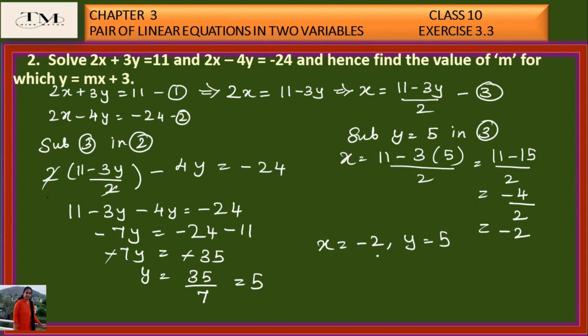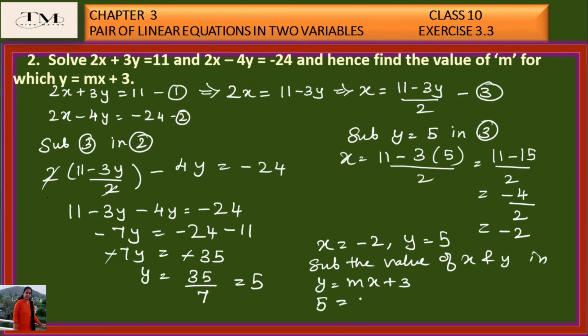So we solved the equations. Now we have to find the value of m. So we can substitute this in y is equal to mx plus 3. So substituting the values of x and y in y is equal to mx plus 3, instead of y, this 5 is equal to m into minus 2 plus 3.